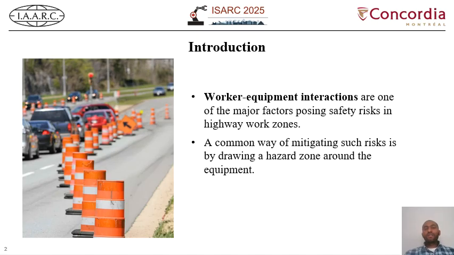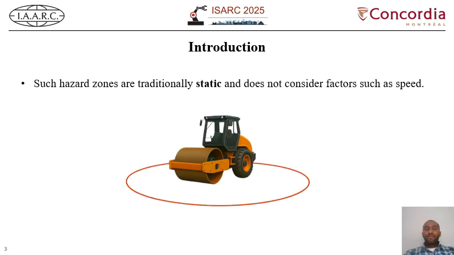When I come to the introduction, worker equipment interactions are one of the major factors contributing to accidents in highway work zones. A common way of mitigating such risks is by drawing a hazard zone around the equipment. Such hazard zones are traditionally static and do not consider different factors such as equipment speed.